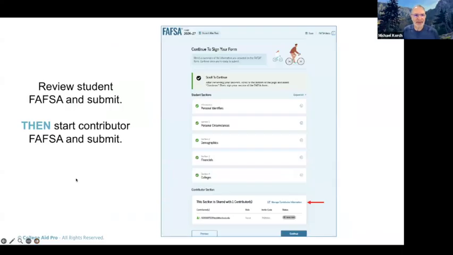Okay, and then at the end there, you have the summary. Here's everything you typed in. You could expand each of those sections if you wanted to review the answers that were contributed, and then you go ahead and sign off. Then don't forget to finish the form, both for the student and the parent. Go all the way through to the end until you get that congratulatory message.